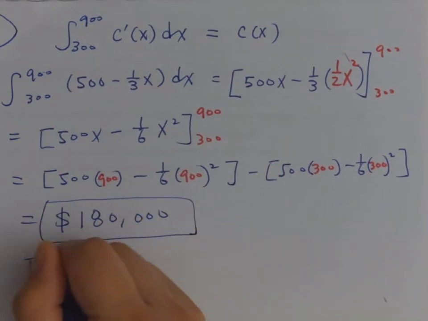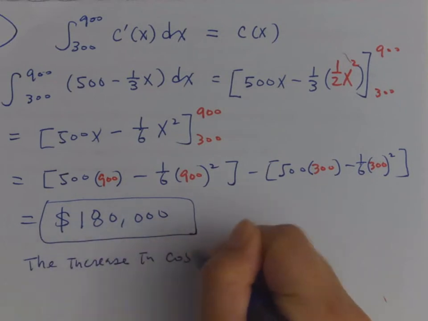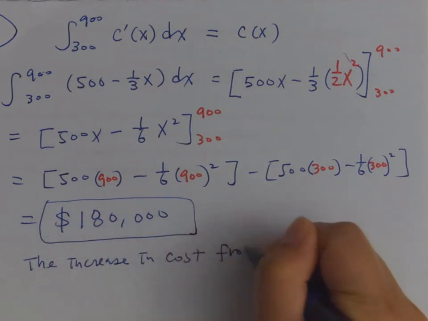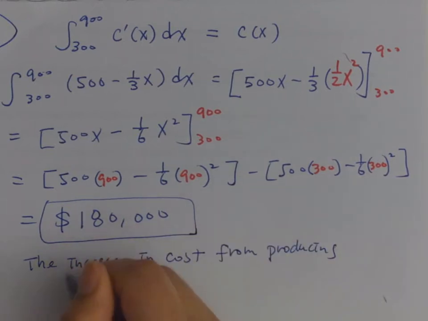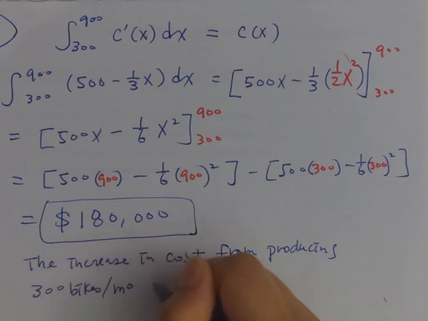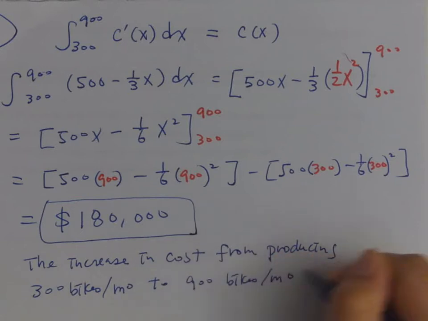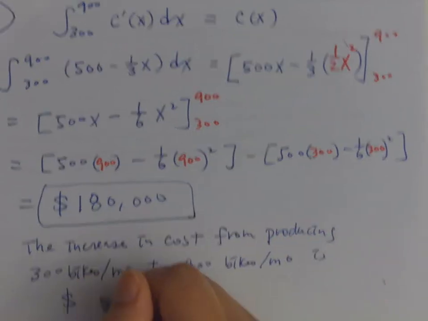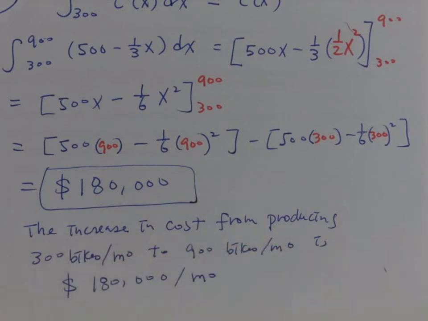which means the increase in cost from producing 300 bikes per month to 900 bikes per month is 180,000 per month. So that's a lot. Hopefully they make a good profit for that. We don't know. Alright, so that's number 69.